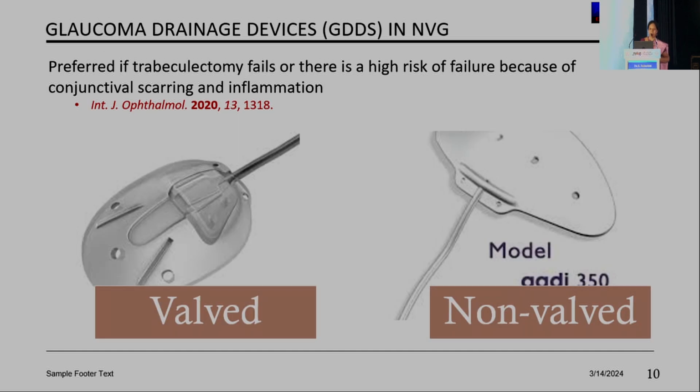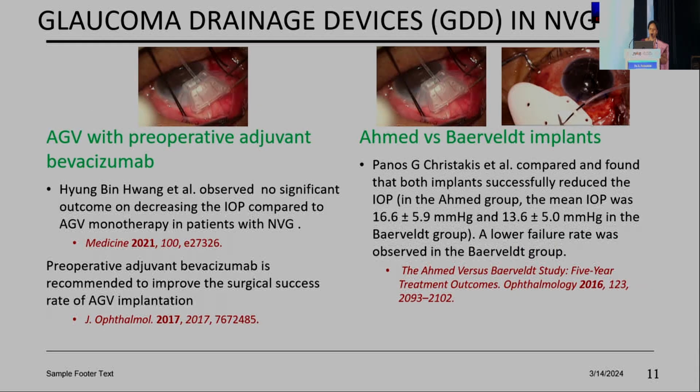So moving on to glaucoma drainage devices, this is preferred if the trabeculectomy fails or when there's a high risk of failure. Many people go straight away for GDDs in neovascular glaucoma because there's a high incidence of conjunctival scarring and inflammation in these cases. So now the question is whether to choose a valved implant or a non-valved implant. And be it valved or non-valved, just like for a TRAB, it's good to use preoperative adjuvant bevacizumab or any other anti-VEGFs, and this actually improves the surgical outcome. Though there are some studies which show contradictory reports that it doesn't have a role.